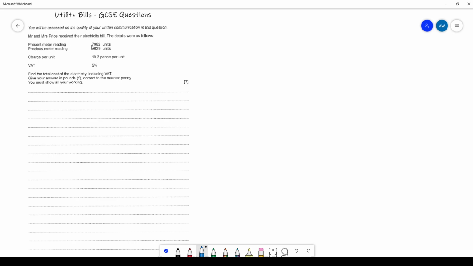Present meter reading means the meter reading of today, or the most recent one, and the previous meter reading would have been the last meter reading, and that's usually less than the present, because obviously you've used some electricity from last time to today. There's usually a 3-month gap, although that's not important in this question, but it's good for you to know. Okay, next thing they tell us is charge per unit, 19.3 pence.